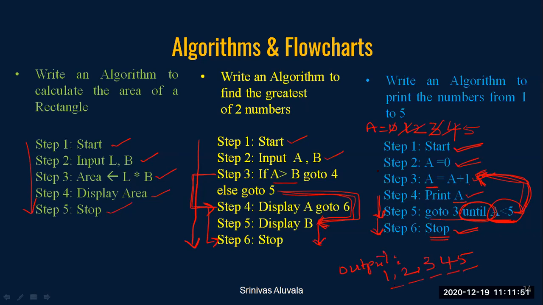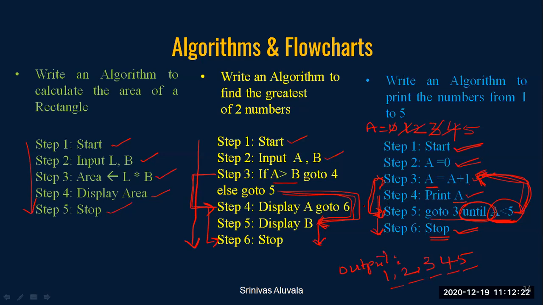At the end of the algorithm, I got the answer 1 2 3 4 5. So I repeated. Here you can see these are the three steps which are repeated five times: step 3, step 4, step 5, step 3, step 4, step 5. They are repeated until my condition becomes false, until my condition is no longer satisfied. Till then, these steps, which are a single part of my algorithm, keep being repeated.